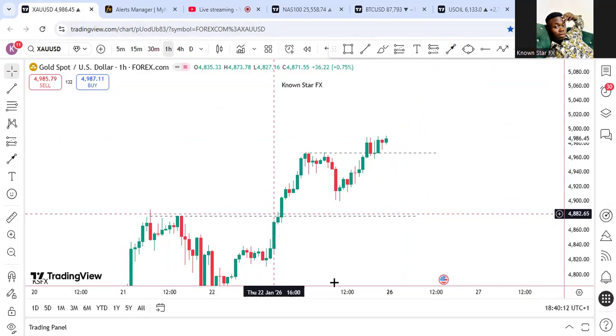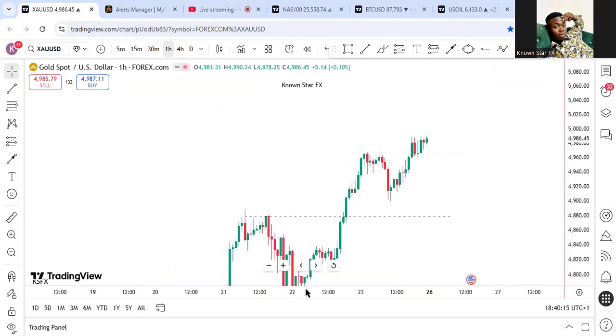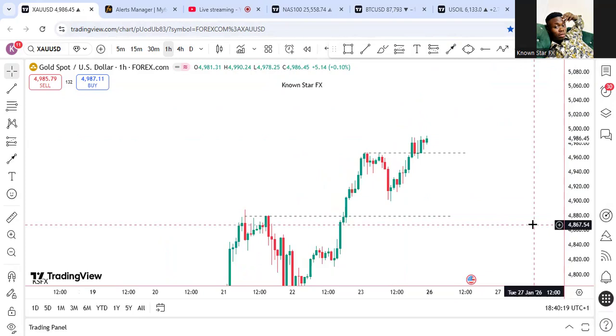Now, what are we expecting gold to do for us? Let's break this down. What are we expecting gold to do, now that we understand from the daily time frame, the 4 hour time frame, and the 1 hour time frame that they are in alignment and showing us that price is strongly bullish?